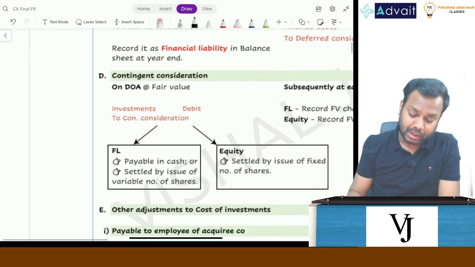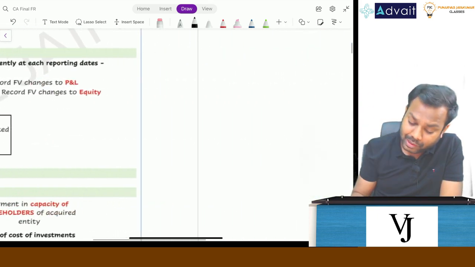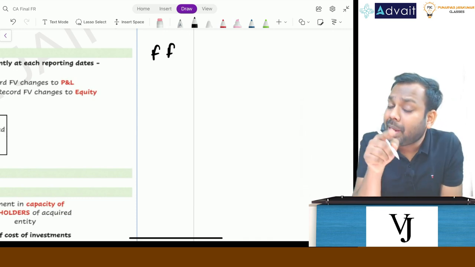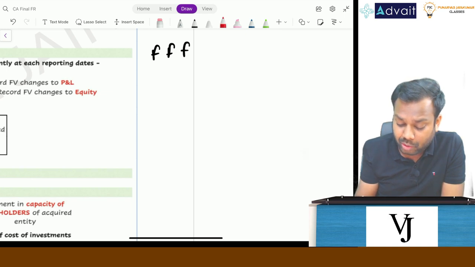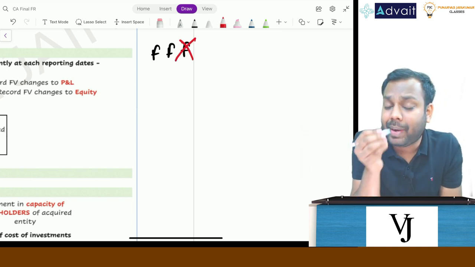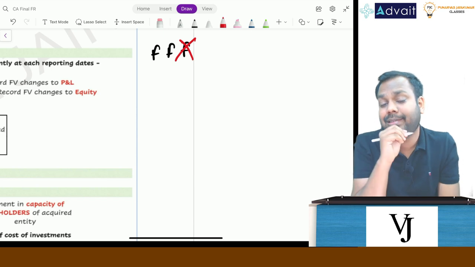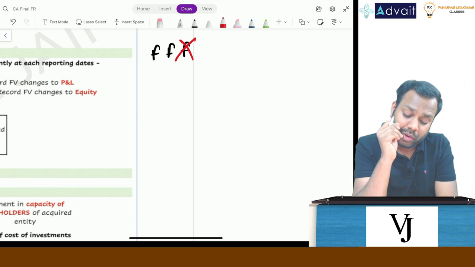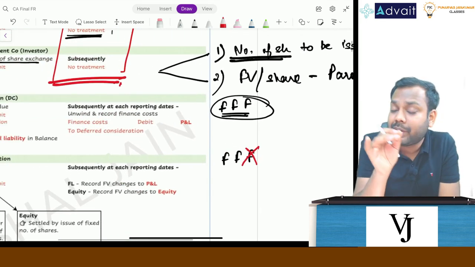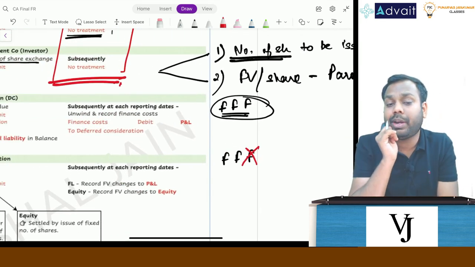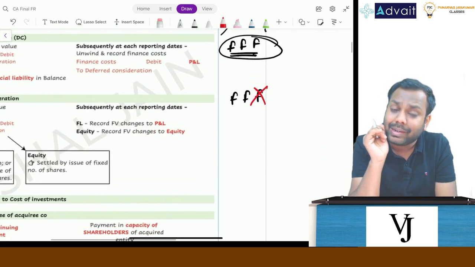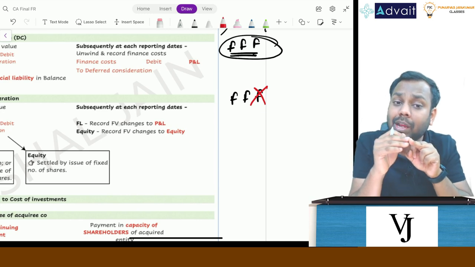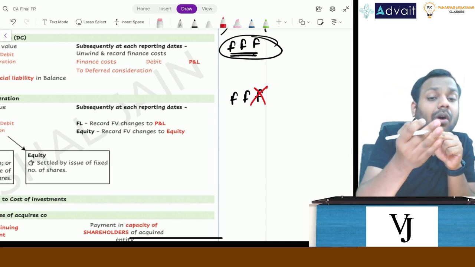Coming to contingent consideration. In contingent consideration, the amount is fixed, the time is also fixed, but the payment is not fixed, meaning it is dependent upon some future contingencies, some future conditions to be satisfied. In deferred consideration there was only a time value of money component, but in contingent consideration there are two things involved: first, the time value of money, and second, the probability of whether this amount will be paid or not.